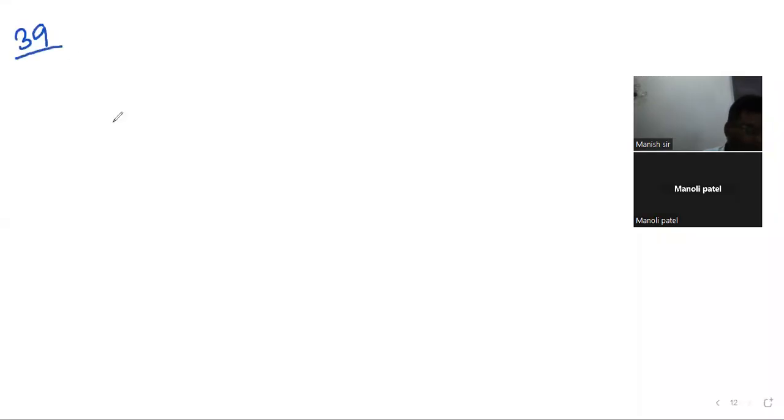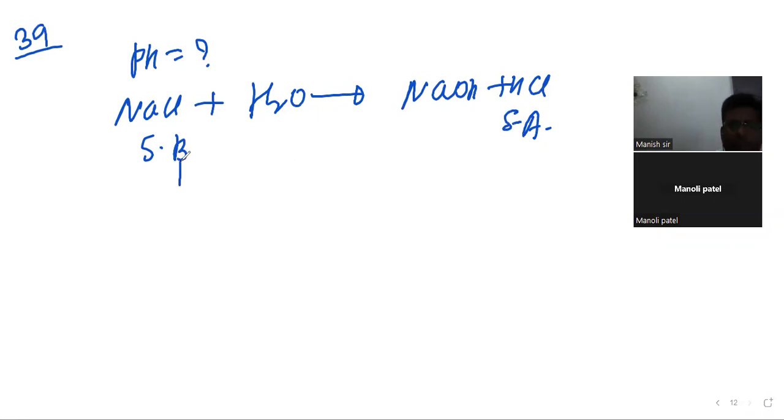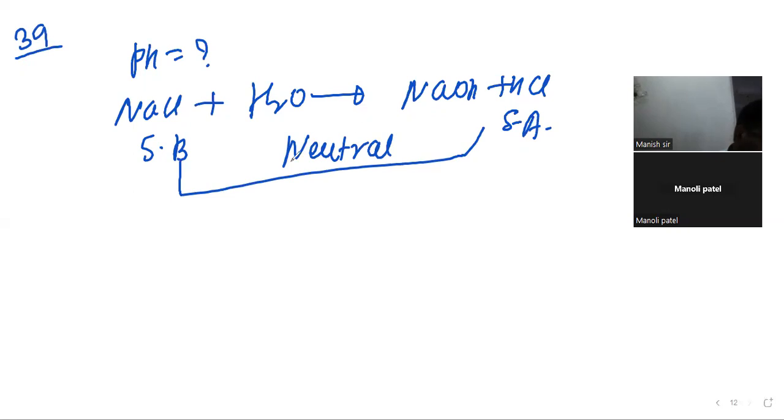Now see question number 39. Compound whose aqueous solution has the highest pH. So it is talking about the highest pH of the compounds given to you. First is NaCl. When dissolved in water, it forms NaOH plus HCl. Right. So this is a strong base and this is a strong acid. So the net solution is neutral. This combination will be neutral.